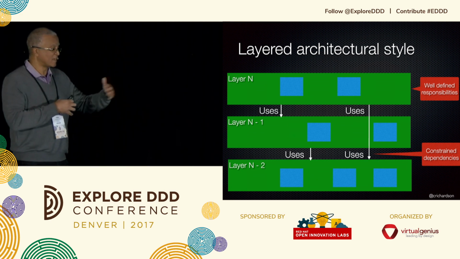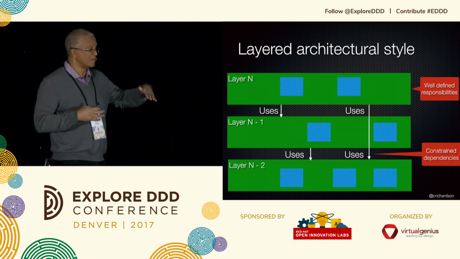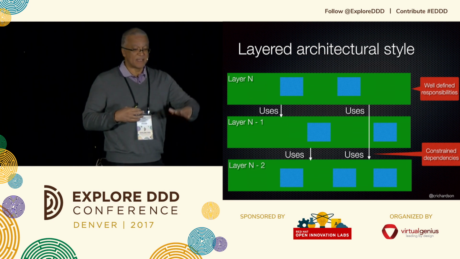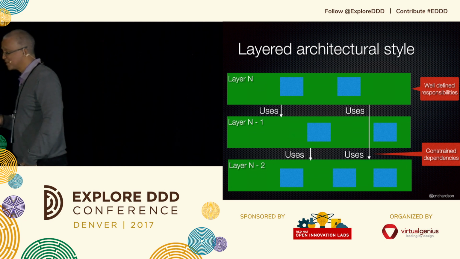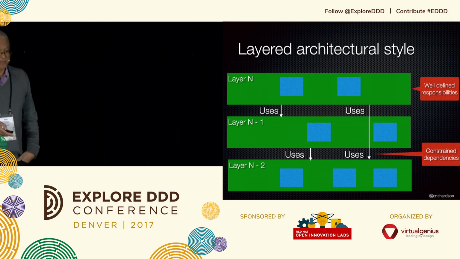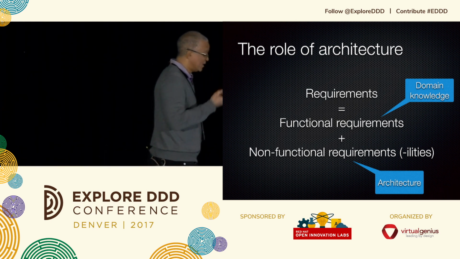Either you have strict layering so that one layer can only depend on the layer immediately below it, or you can have relaxed layering where it can depend on any of the layers below it. So that's an example of an architectural style. So then the question is, well, who cares about any of this, right? What's the point? Why should we care about architecture?